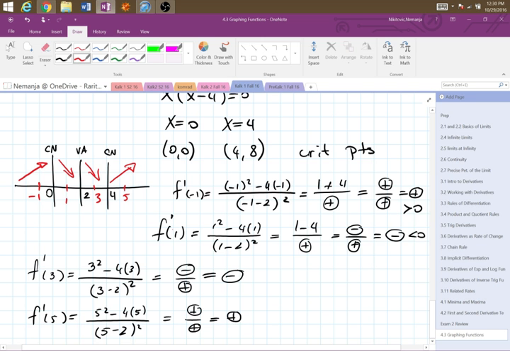We learned from the graph that (0, 0) is a max, and (4, 8) is, anyone with me? Min.